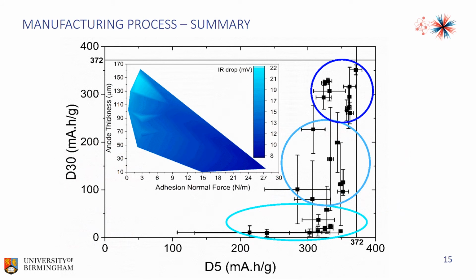To summarize with the experimental data, we use again the same D30 versus D5 representation and a contour plot that combines the anode thickness with the adhesion normal force and the IR drop, being a measure of the internal resistance of the cell. And with circles of different colors, we can highlight the performances of the cells as opposed to where they belong in this contour plot. And obviously, the cells with the higher adhesion forces and the lower IR drops are the ones that are behaving the best.